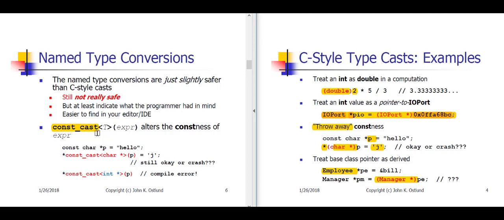Now, it's important to understand that these are not really safe. You can still do stupid things using these casts, but you will get a little better support from the compiler. And of course, it's much easier in your editor or in your integrated development environment to do a search for const_cast as opposed to trying to do a search for a pair of parentheses, because of course parentheses are all over the place in C++ code.